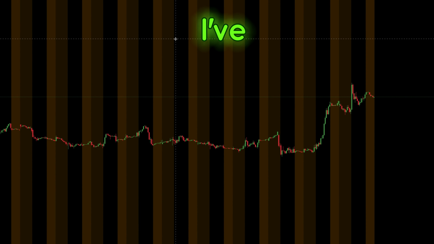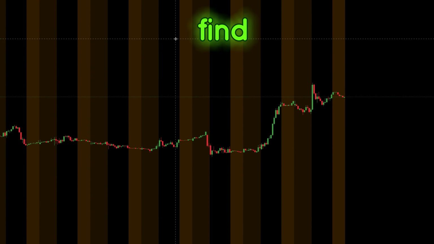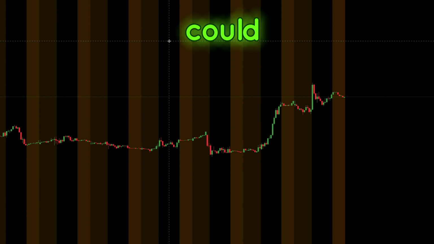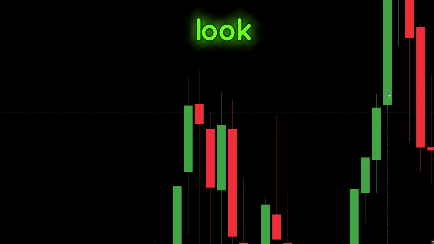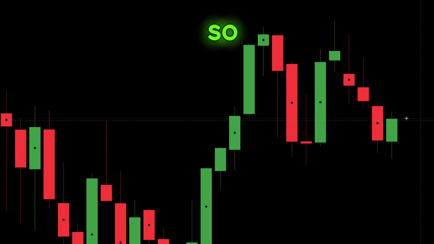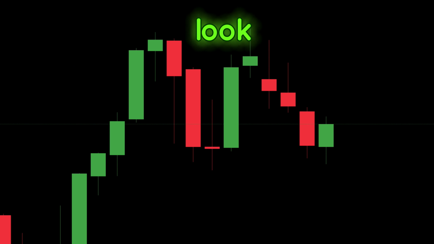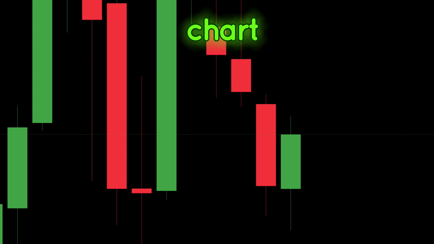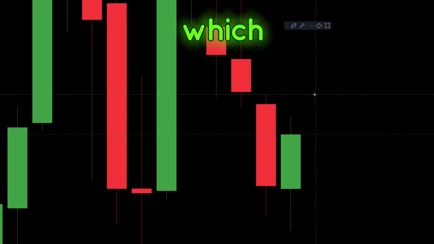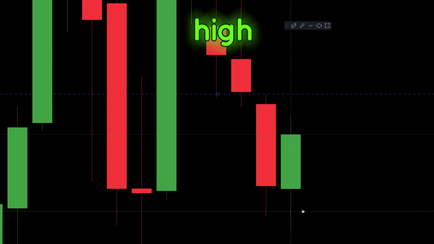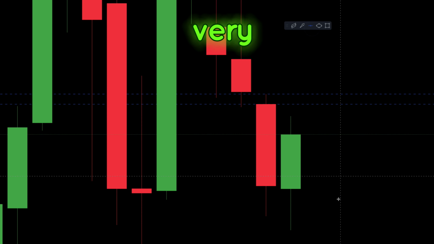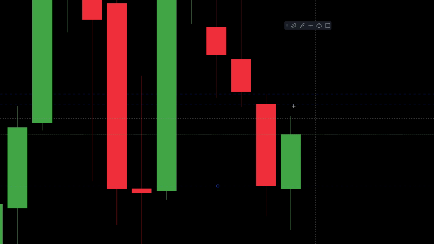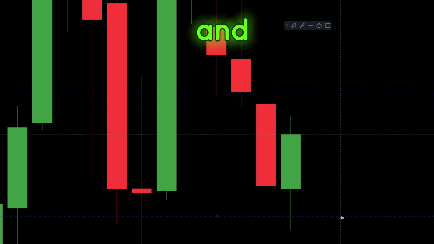tomorrow. I've showed you guys many different ways to find key zones. Here is one way that could help you guys. The first thing is I go onto the monthly chart and I look at the previous month. We're in April right now, so I'm going to look at March, and I just chart my 4 zones, which is the high, the low, the open, and the close. Just like this, very straightforward.